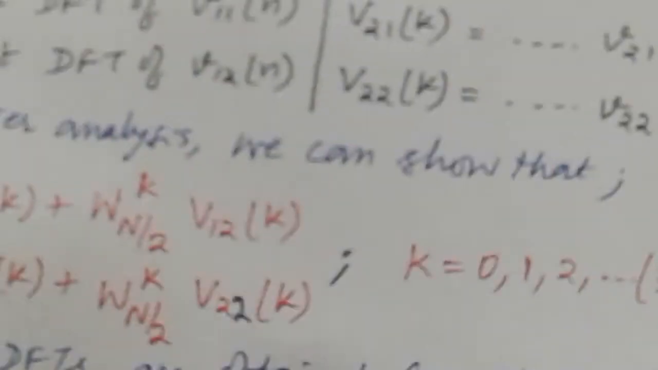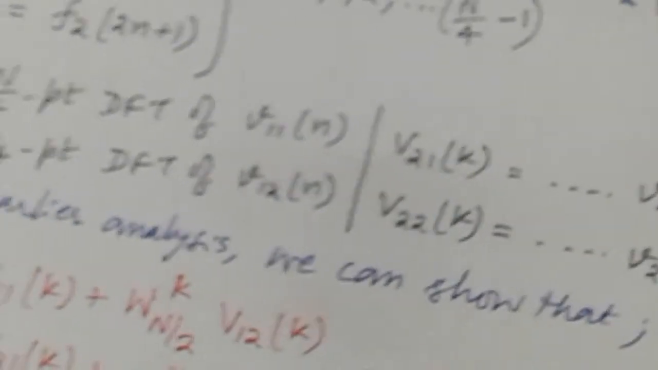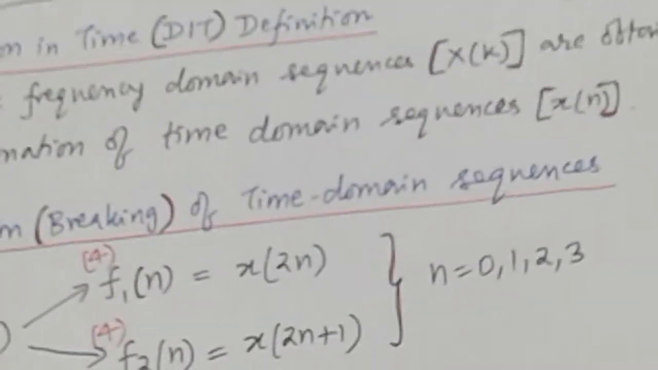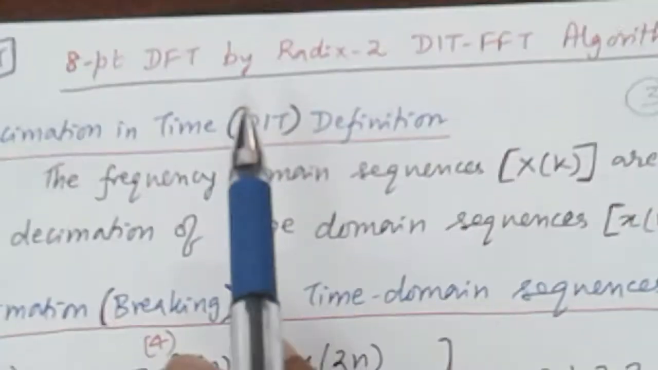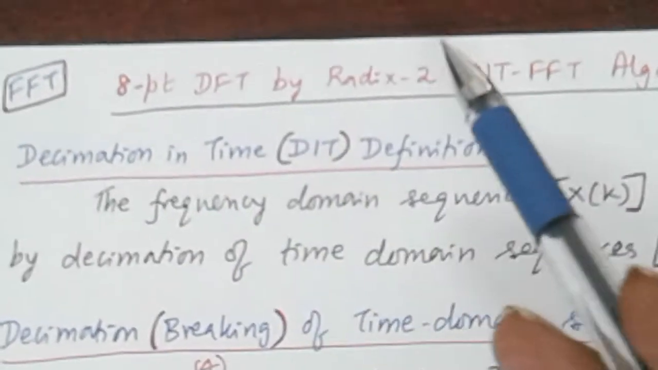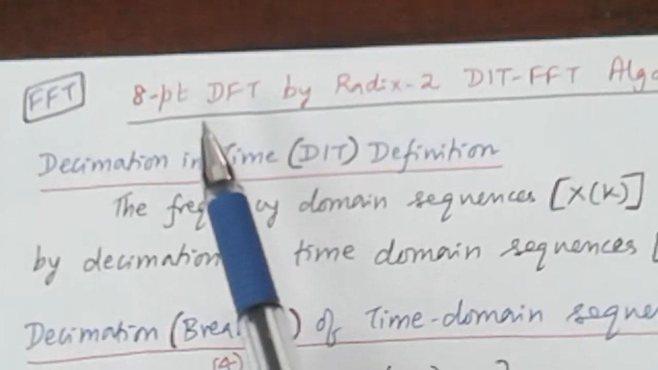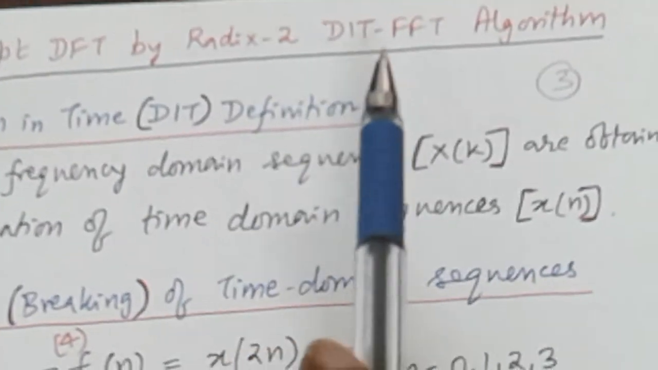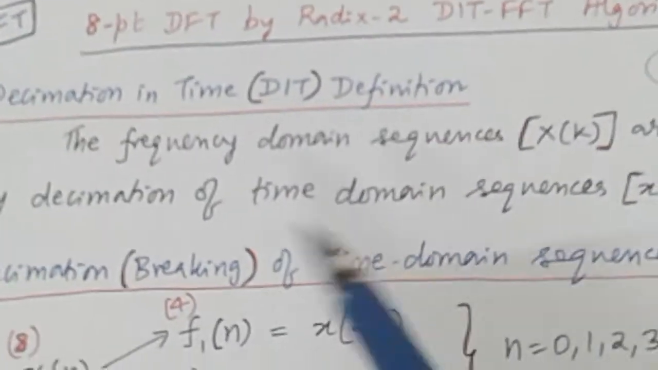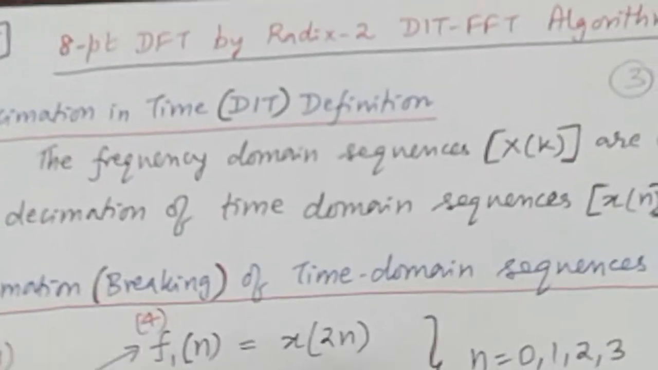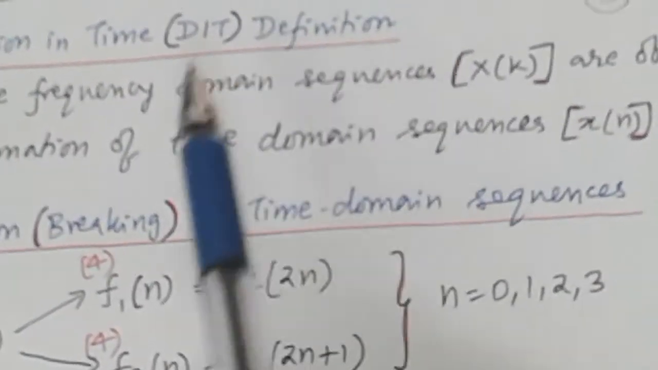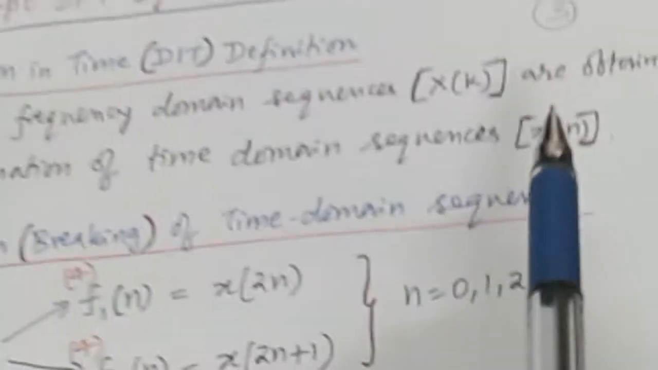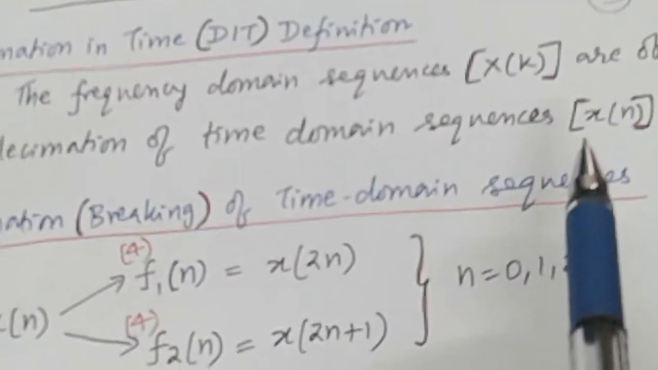Now, straight away we will go for the 8-point DFT. Okay. Very important from the analytic point of view. But JNTU, they ask both the N-point and 8-point. Clear? So this is the 8-point DFT by radix 2 DIT FFT algorithm. This becomes simpler because we are going to use the results of the N-point DFT here in this 8-point DFT. That's it. This is the definition for DIT, decimation in time. As I told you before, the frequency domain sequences are obtained by decimation of time domain sequences.